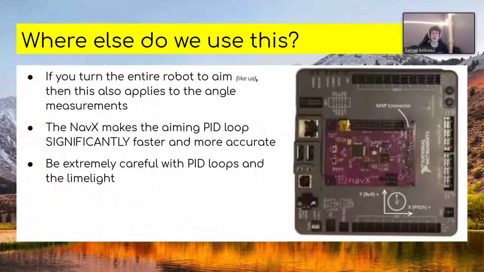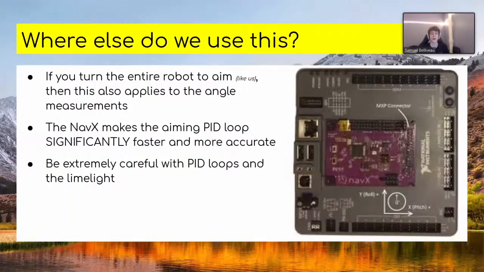So where else do we use this? We use this with the NavX, which has a gyroscope on it. In between the frames of the Limelight, we can also use the gyroscope to get even more recent values, which made the alignment significantly faster and was a great improvement. It removed a lot of the stuttering, but this only applies if your robot, like ours, moves the entire robot to align with the target.